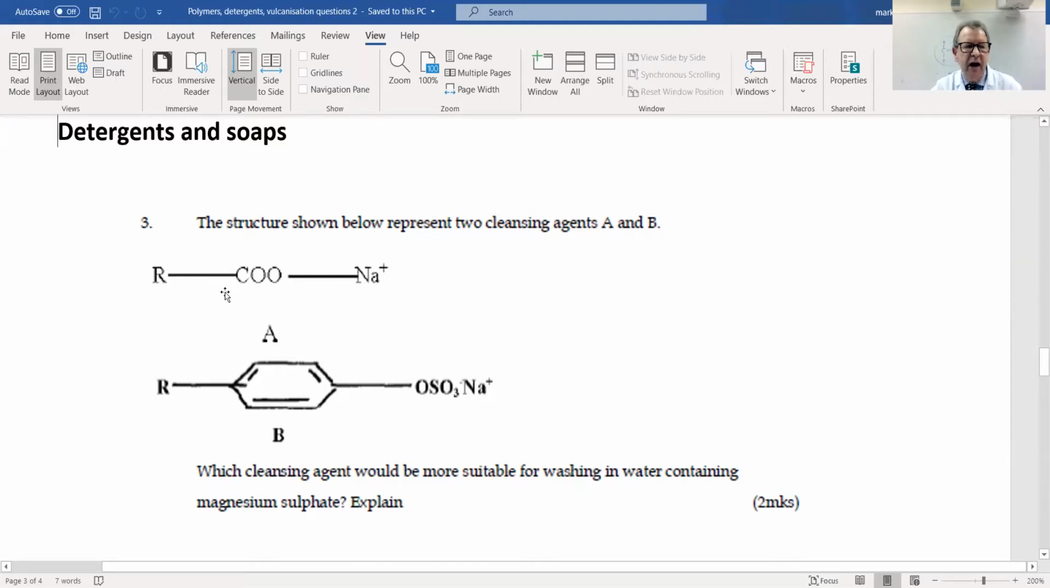Here's A, RCOO minus Na+. It should have a minus here, but it doesn't. And this is B, R, and this funny thing looking here is called a benzene ring, and then OSO3 minus Na+, okay? This is a different kind of chemical from this one. It says, which cleaning agent would be more suitable for washing in water containing magnesium sulfate, and explain? And it's 2 marks. Firstly, you have to be able to recognize what these 2 are.